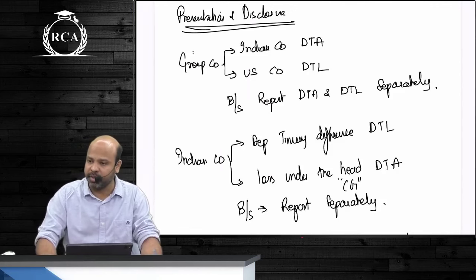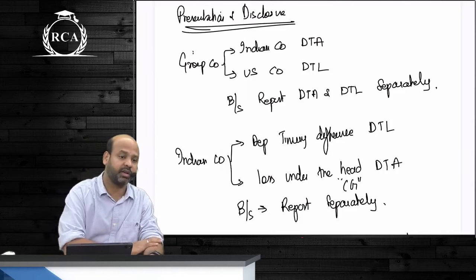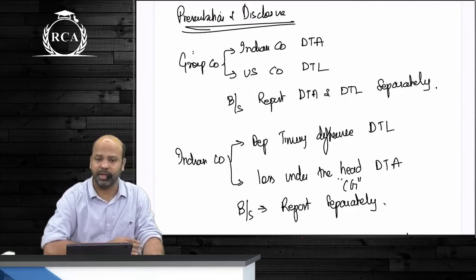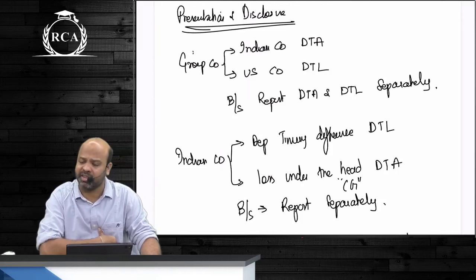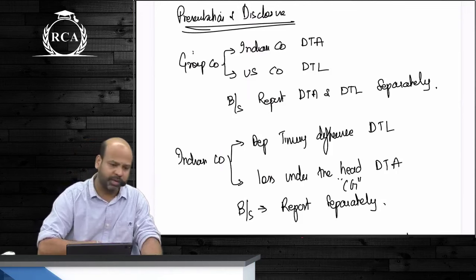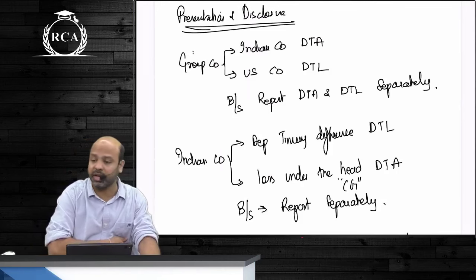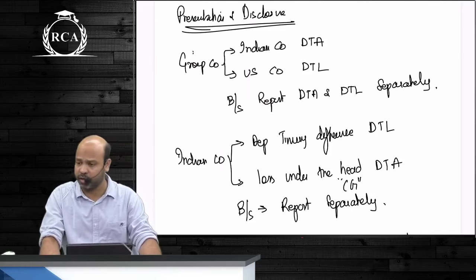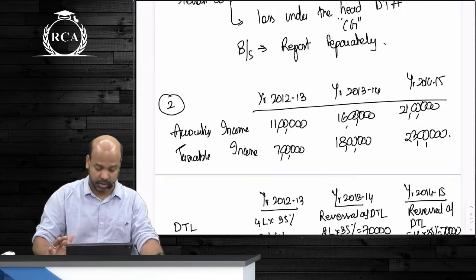You report on a net basis as long as you have the right to adjust those differences under the respective tax laws. I gave an example wherein if you have an Indian subsidiary and a US subsidiary, in the Indian subsidiary it is a deferred tax asset, in the US subsidiary it's a deferred tax liability. Then I said, please do not adjust. You report deferred tax asset separately and deferred tax liability separately. Likewise, if you have loss under the head capital gains resulting in deferred tax asset and PGBP differences are resulting in deferred tax liability, you cannot net it off. You will have to report them separately.